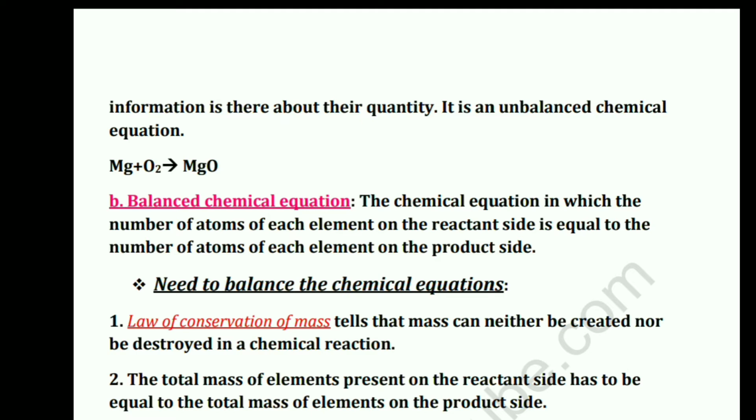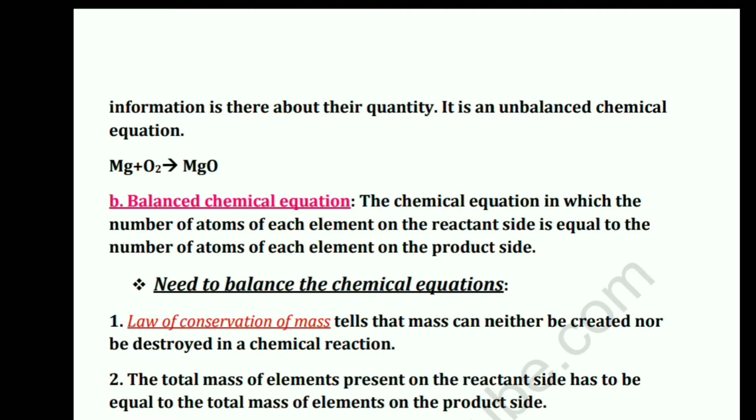A balanced chemical equation is one in which the number of atoms of each element on the reactant side is equal to the number of atoms of each element on the product side. So it's not that you just put numbers randomly. No. There is a method to balance the chemical equation, and this we'll take up in separate videos, how do we balance a chemical equation. But for now you should know what is a balanced chemical equation.